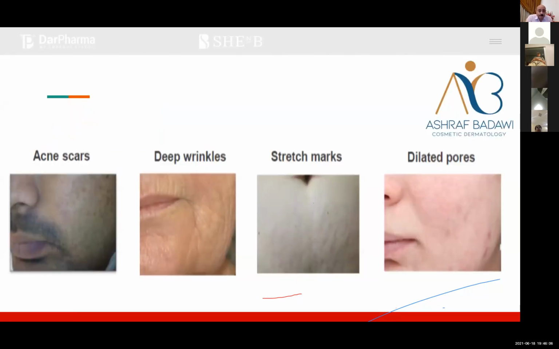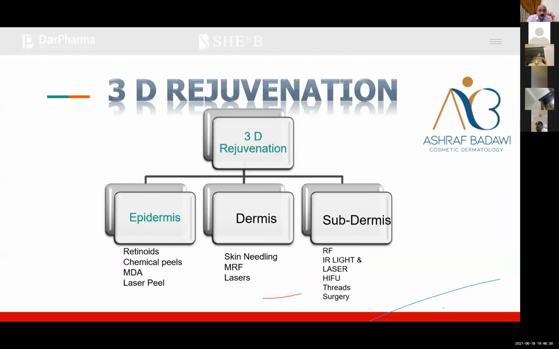In many cases, like acne scars, deep wrinkles, stretch marks, dilated pores, we are going to see that microneedling might be one of the most successful tools to tackle that. And when microneedling is also associated with some radiofrequency, then we are getting enough heat to shrink the collagen fibers, which is going to help us in getting the best outcome, as we are going to see.